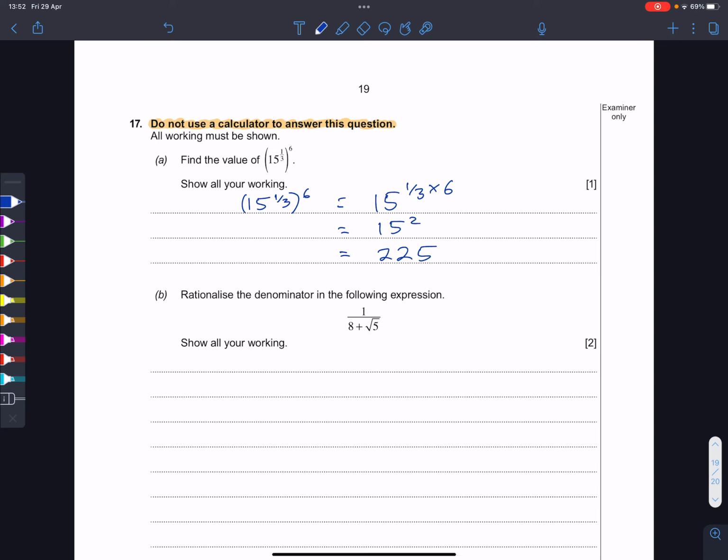Okay, when it says all working must be shown, you may want to work out 225. You may want to work out the 15 times 15, but I just knew it, and I think it's acceptable for you to just be able to know it.